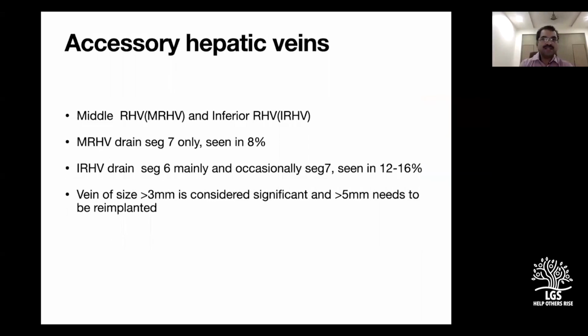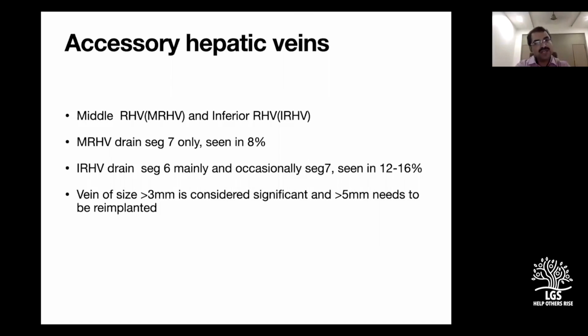The accessory hepatic veins I was mentioning: one is the middle right hepatic vein, which exclusively drains segment 7. It is seen in around 8% and will not drain segment 6. Whereas the inferior right hepatic vein, which drains mainly segment 6 and occasionally segment 7, is seen in around 12 to 16%.